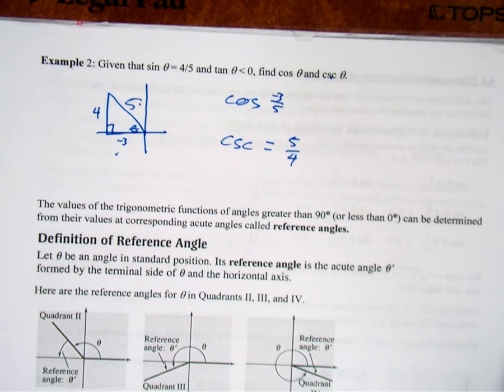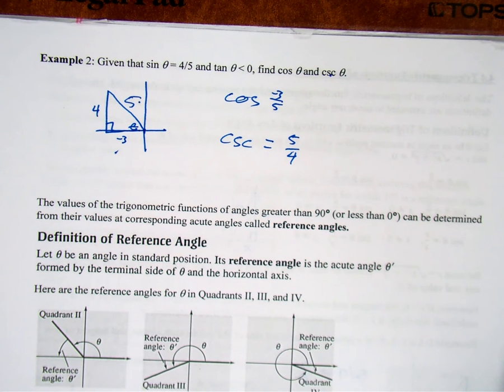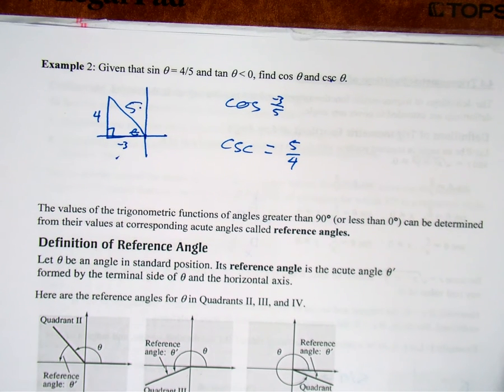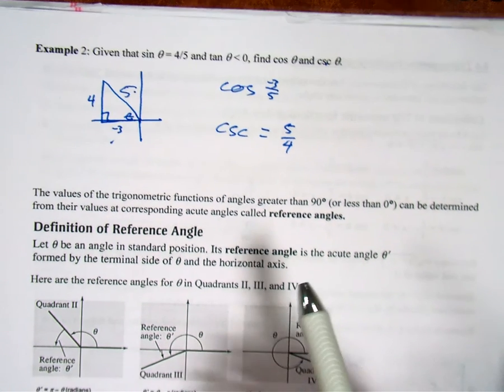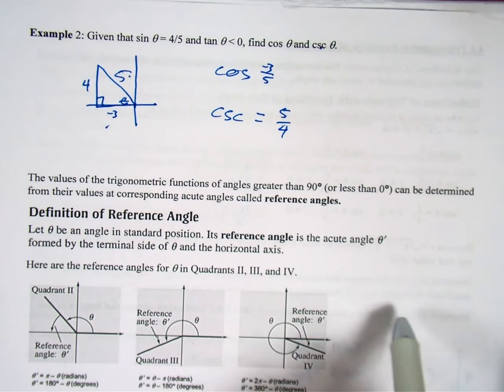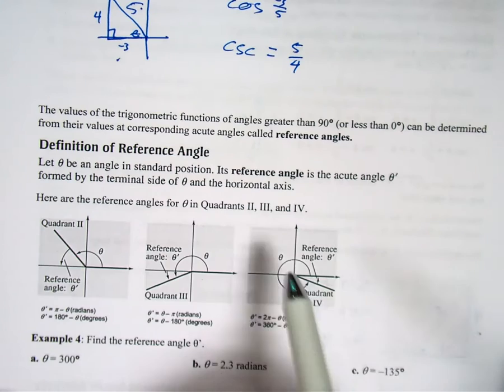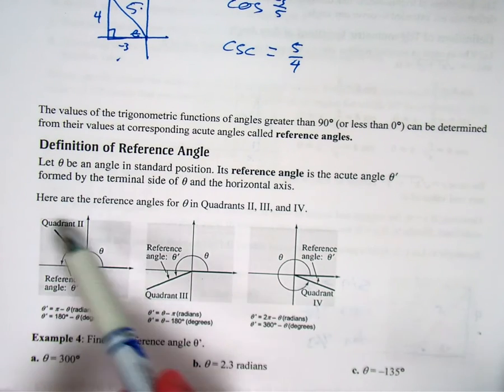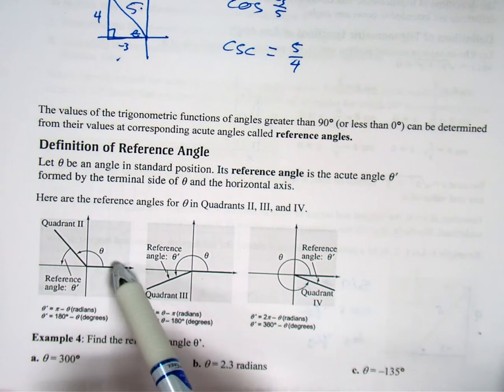The values of trig functions of angles greater than 90 or less than 0, if you want to spin backwards with a negative rotation, can be determined from their values at corresponding acute angles called reference angles. So everything repeats outside of quadrant 1. It's the same stuff. It's all the same answers. It's just that the signs change, positive, negative. So if you can remember what's going on over here in quadrant 1, you can then apply that to all the other quadrants.